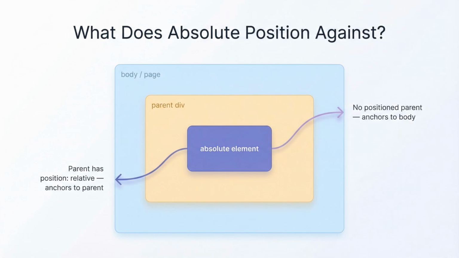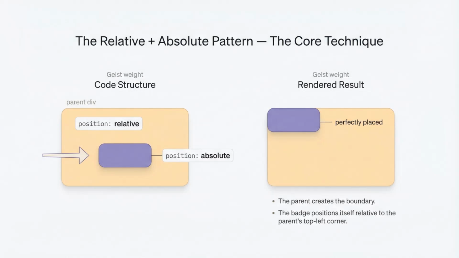By default, an absolutely positioned element anchors itself to the body, the entire page. That means using top or left values to place it precisely inside a small card would require huge pixel values. But here's the trick. If the parent element has any position value applied, like relative, then the absolute child anchors to that parent instead. This is the key pattern in real-world design. This is the pattern you'll use constantly in real CSS work.